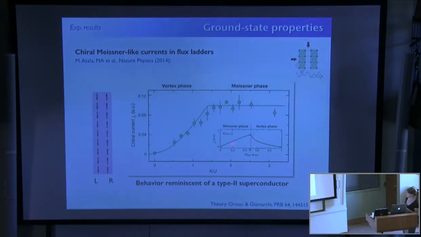So if we increase the external flux, we are in the Meissner phase. There's a chiral current that screens the applied flux. And once we hit the critical value of the flux, it decreases, and we enter a vortex phase where this current around the ladder decreases, and we have vortices in this current pattern forming.